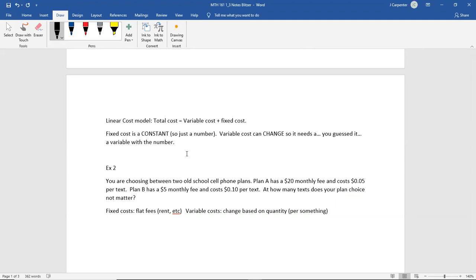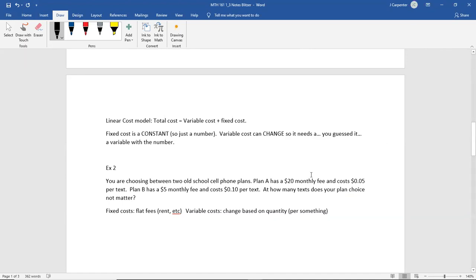Example 2, you are choosing between 2 super old school cell phone plans. Plan A has a $20 monthly fee and costs 5 cents per text that you send. Plan B has a $5 monthly fee and costs 10 cents per text that you send. A more modern version of this problem might be 5 cents per megabyte of data and 10 cents per megabyte. I wouldn't go into gigabytes though, because the cost would be higher. But I like the numbers for this problem, so I haven't changed it in the past year or two. At how many texts does your plan choice not matter?